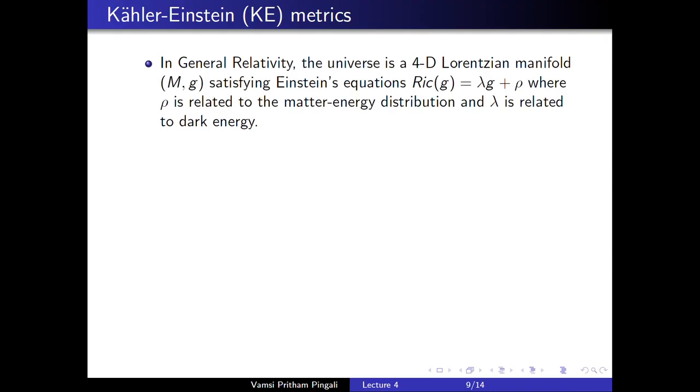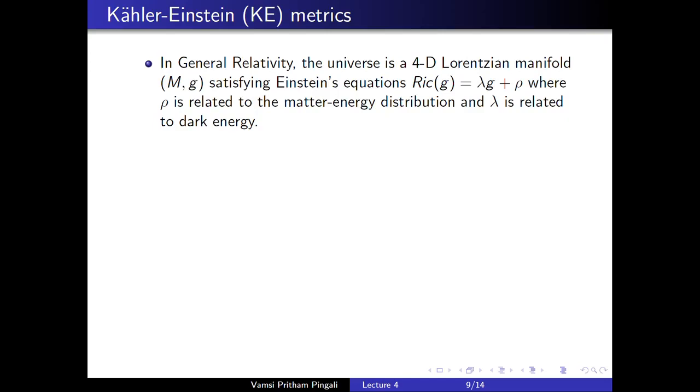So according to that, the universe is a four-dimensional Lorentzian manifold. Lorentzian simply means that the signature of the inner product is not Euclidean, it's minus 1, 1, 1, 1. Okay. So it's a Lorentzian manifold, space-time, and the metric satisfies Einstein's equations. The metric tells us about gravity, and it satisfies Einstein's equations, which are Ricci g is lambda g plus some tensor rho. That rho has to do with matter and energy.